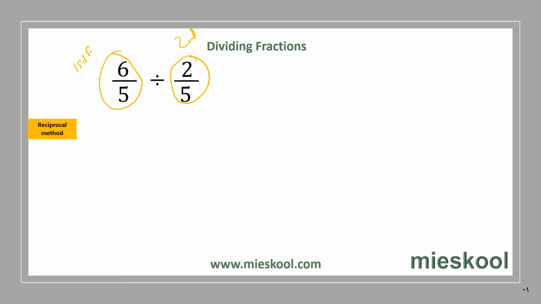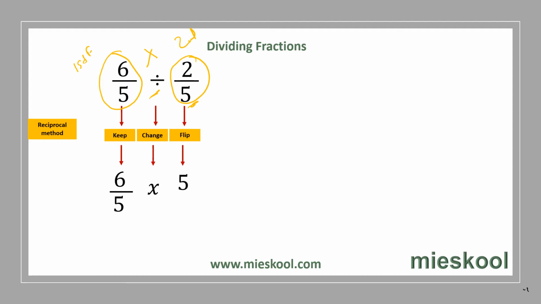So in the reciprocal method, what you do with the first fraction is you do nothing. You just keep it as it is. So I'm going to write that as 6 over 5. And then what you do with the division symbol here is you convert it into a multiplication. And then you're going to take the second fraction and use the reciprocal of that fraction. Basically you flip it: you make the numerator the denominator and the denominator the numerator. So it's going to be 5 over 2.